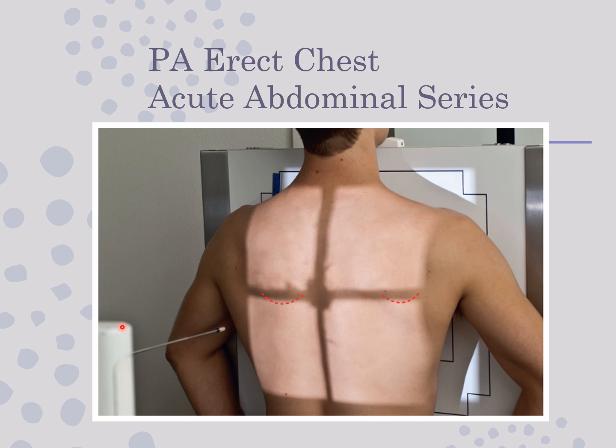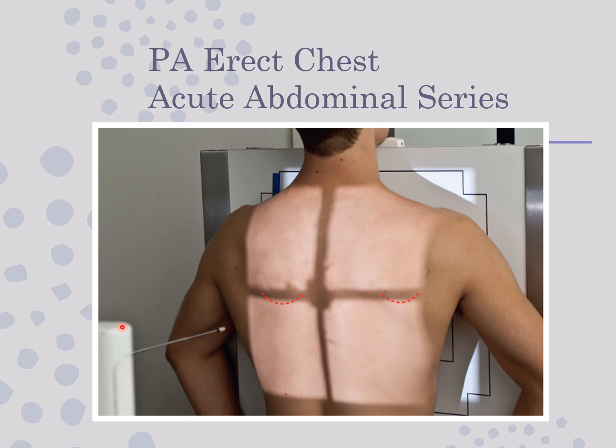Now, the PA erect chest in an acute abdominal series would be done first. You would be at a 72-inch SID, and your IR would be placed portrait or landscape, totally dependent on your patient's body habitus. You would have central ray at T7, which is found 7 to 8 inches below vertebral prominence, or at the inferior angle of the scapulas, and then midline. For the patient, we would use a left marker.